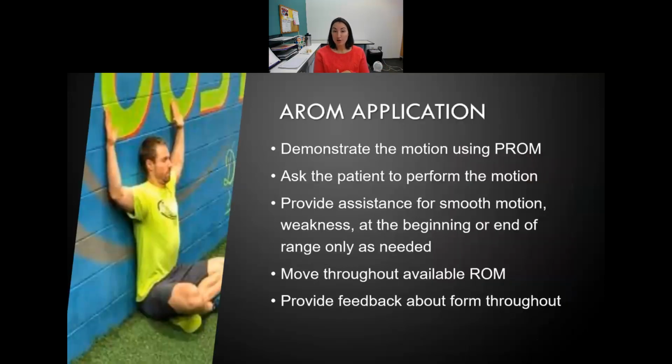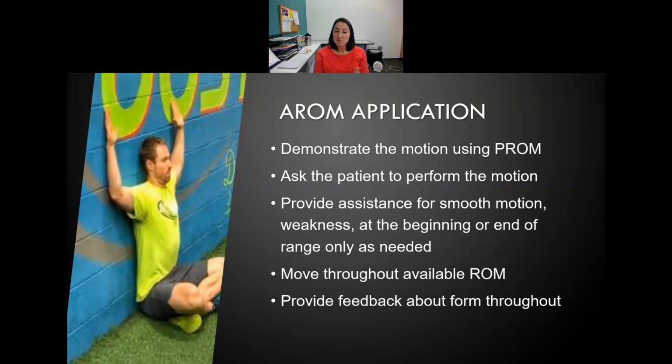With active range of motion specifically, we typically will demonstrate the motion using passive range of motion, show them what we want, then ask the patient to perform the motion, and then if they need help, provide some assistance to make it either more smooth, or if they're weak, to give that extra push at the end, which would then become active assistive range of motion. And then move throughout their available range of motion.